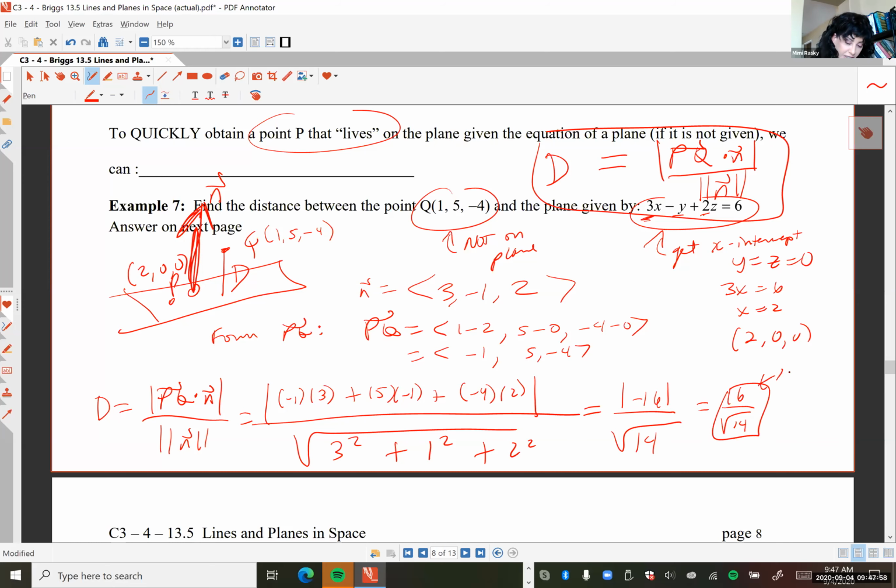There's the exact answer. If they ask you for the approximate answer, that means go whip out the calculator, and it's approximately 4.28 units. And that's the shortest distance between the point and the plane. Okay, I'll pause for questions.